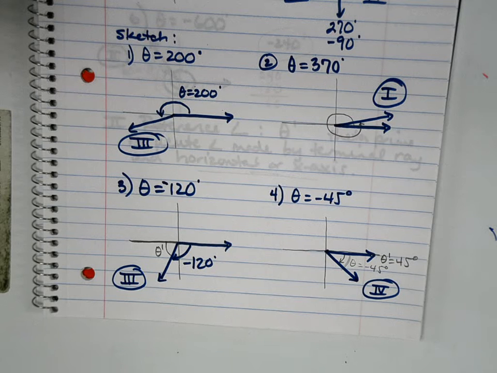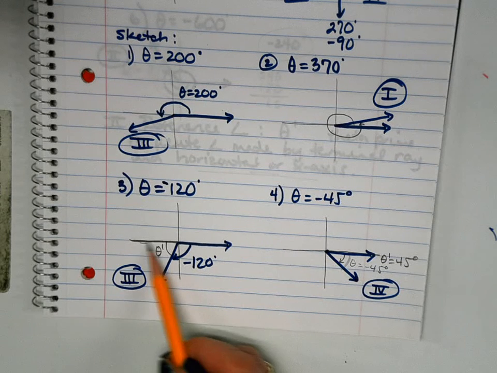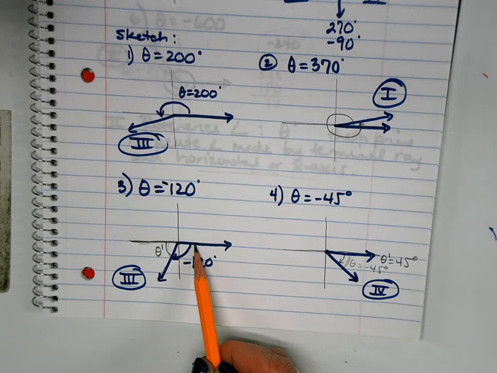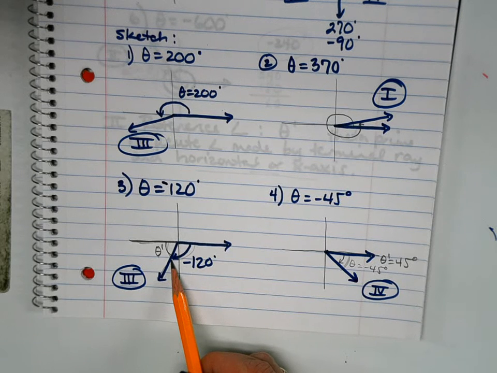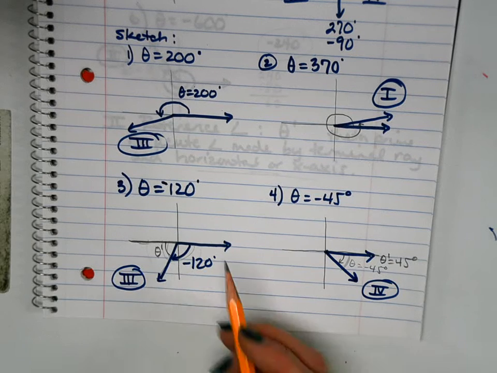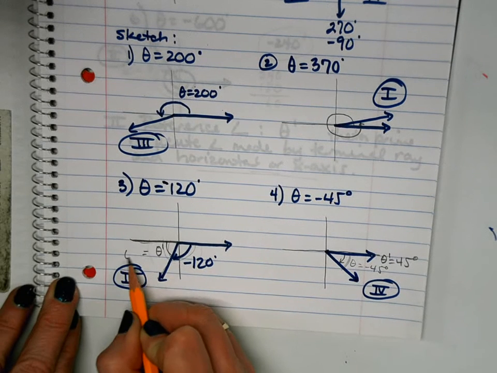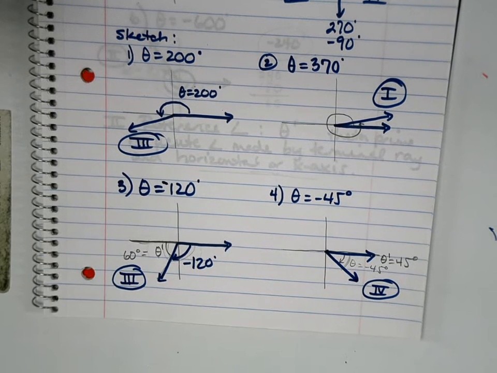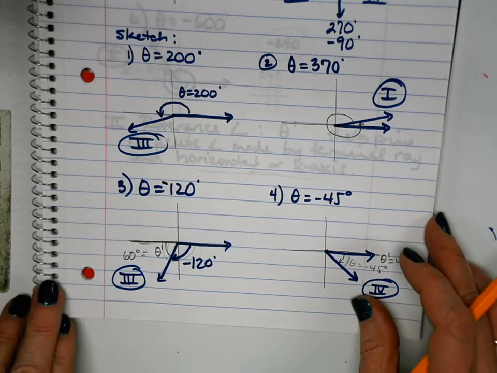Okay, so we're trying to figure out this angle right here. We went 120 to get here. How much more is left to get to 180? How much is left? 60, that's your theta prime. Kind of getting the hang of the reference angles? Let's come to this one here, number 2.